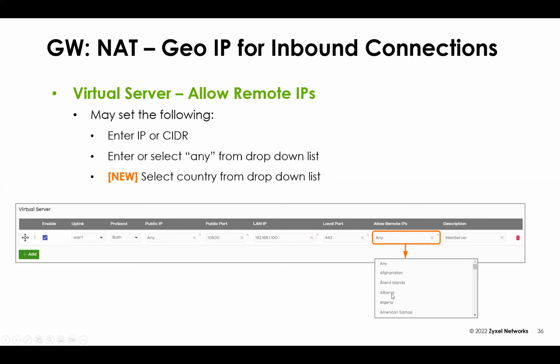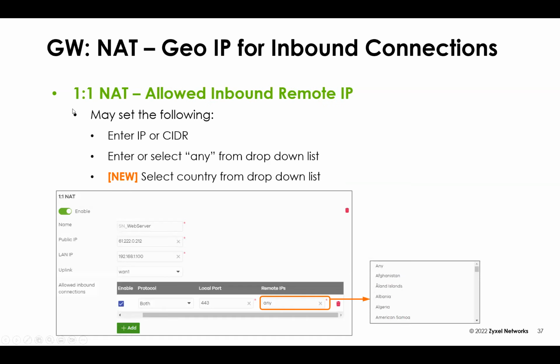So you can do a specific country, or a good example would be you want to allow everybody in your specific local country, but you want to allow a remote worker that's overseas, you can put in their specific IP address in addition to your local country from the drop-down list.